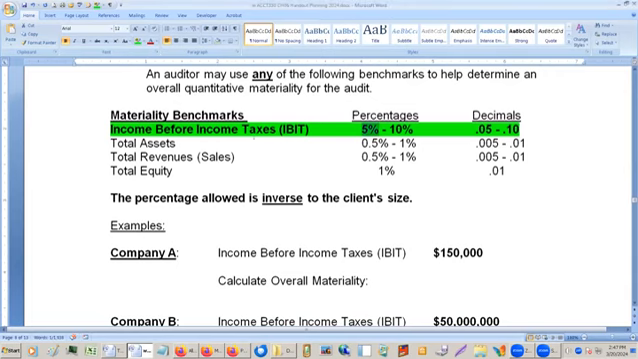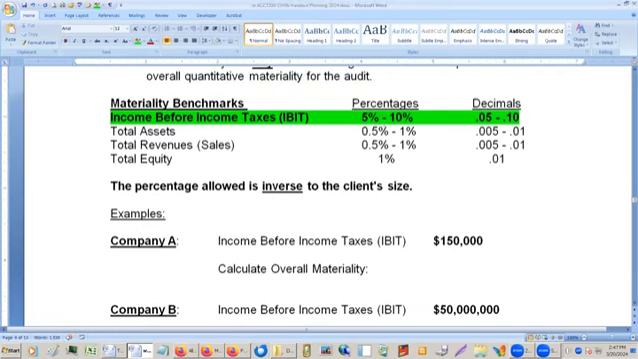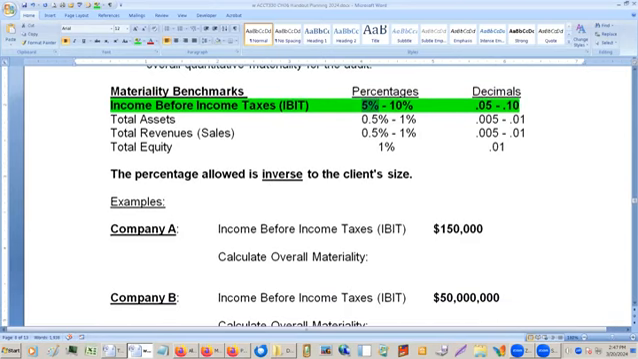Okay, I'm back. The percentage is inverse to the client size. So in other words, we let smaller clients have the higher percentage, and I'll show you why in a second. And the larger ones, we hold them to a smaller percentage. So it's inverse, this client size. So small clients get the higher percentage. Larger clients will get the smaller percentage. And we'll see how this works out.